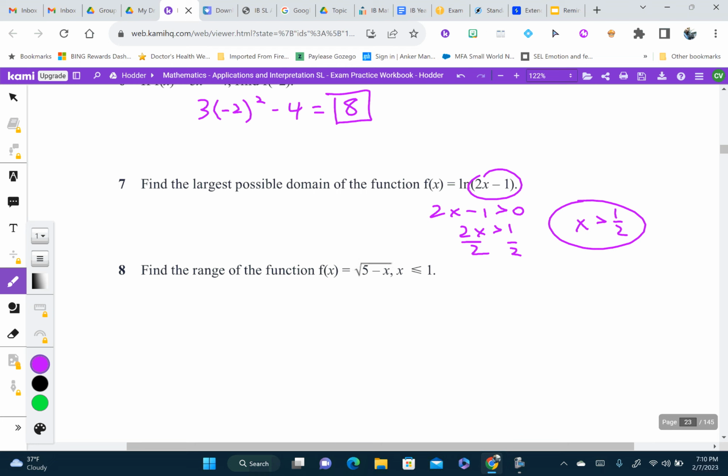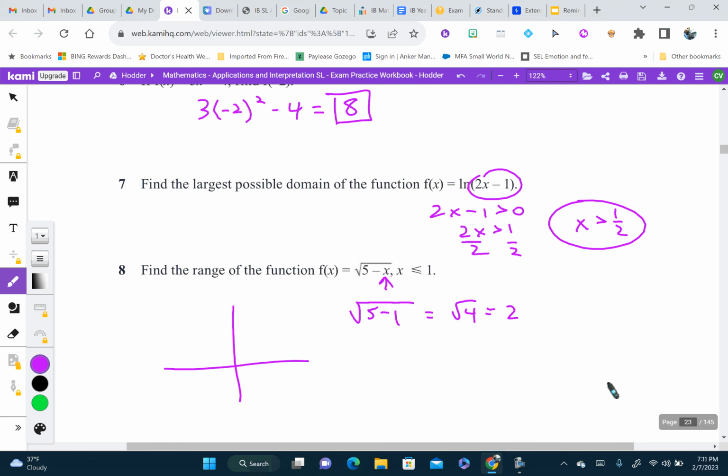Then it says find the range when x is less than or equal to 1. So I'm going to plug 1 in here. So I have the square root of 5 minus 1, which is the same thing as the square root of 4, which is equal to 2. All right. So I know that my range starts at 2.